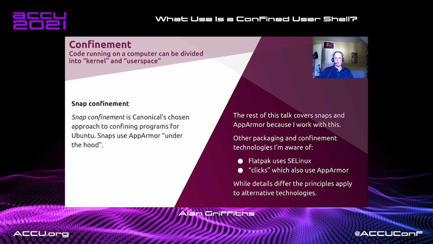So snap confinement, which was what I'm using there, is Canonical's chosen approach to confining programs for Ubuntu and for other Linux-based systems. They use largely a kernel module called AppArmor under the hood. And the detail in the rest of the talk will be relating to AppArmor, because that's what I tend to work with. I'm aware of other confinement technologies. Flatpak, for example, uses SELinux, as does Android, and Click, which was used in the Ubuntu Touch phone, also used AppArmor, and the Click technology is a packaging technology that preceded Snap.